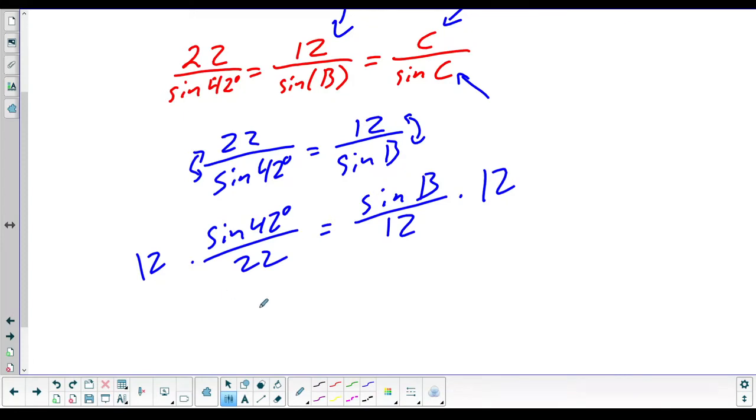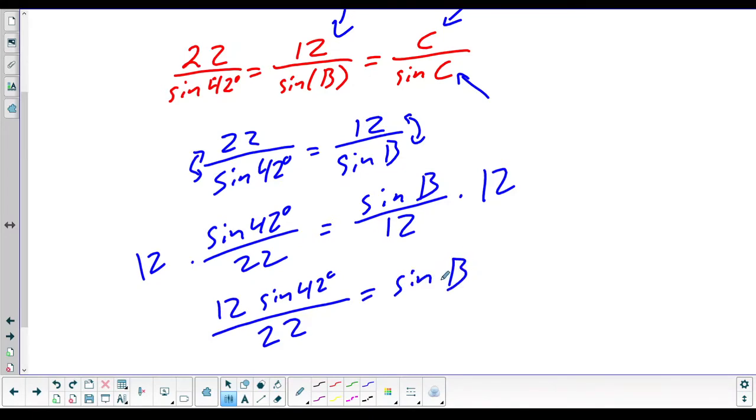Okay, so we get 12 sine of 42 degrees over 22 equals sine of B. Once we plug this thing into our calculator, it'll say sine of B is approximately 0.3649, right? But this doesn't tell us B yet. We don't want sine of B. We want just B. So now what we need to do is the inverse sine on both sides to get B by itself.